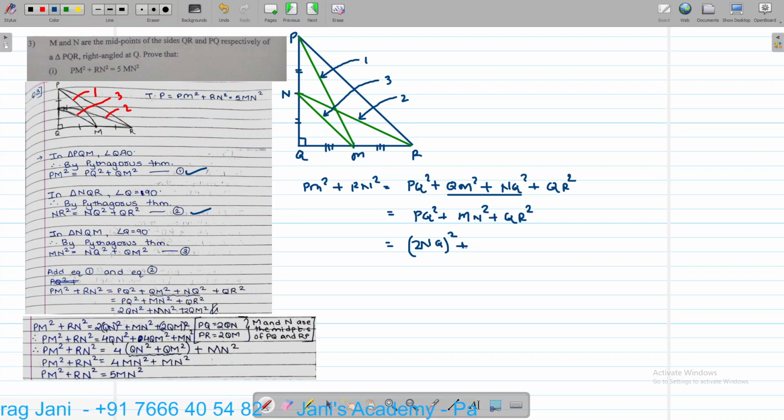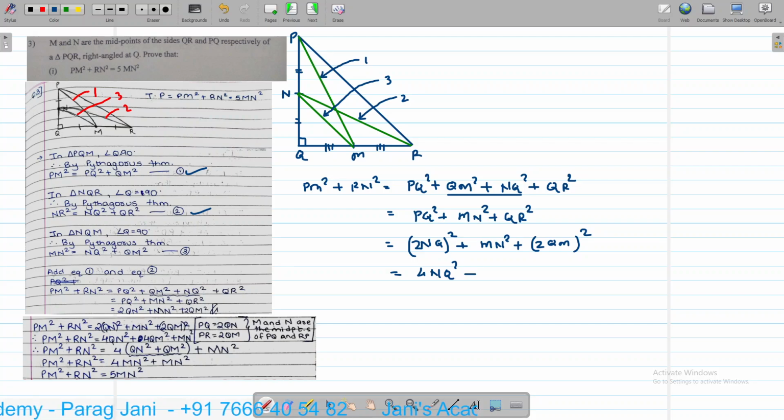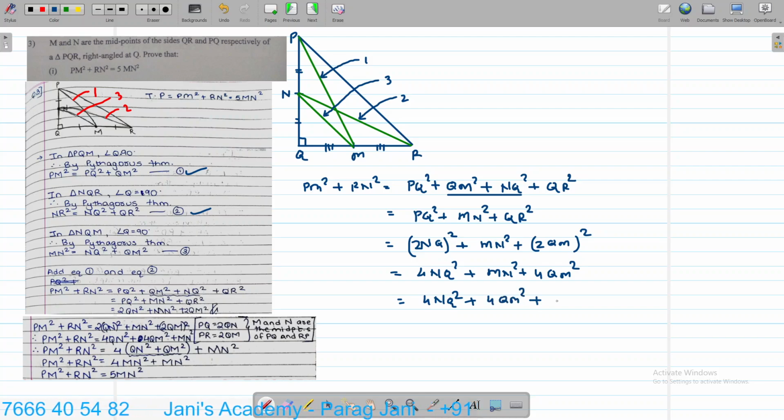Plus MN square plus QR. In the same way, instead of QR I am writing 2 times QM because M is a midpoint. Just mind that you have to put a bracket around the whole. Now here you will find 4NQ square plus MN square plus 4QM square. Now we put it in sequence: 4NQ square plus 4QM square plus MN square.